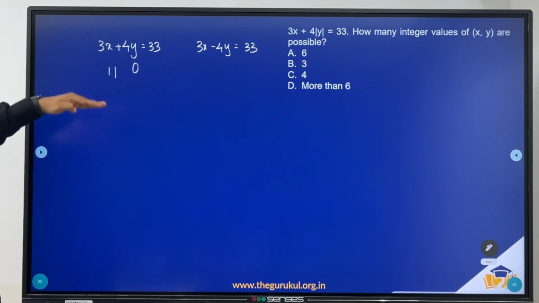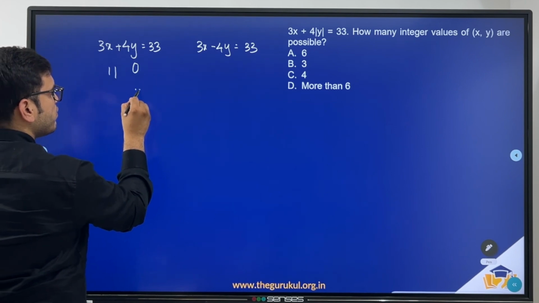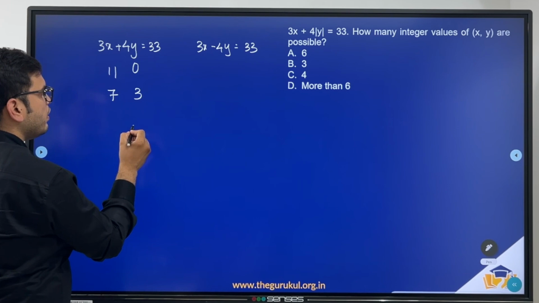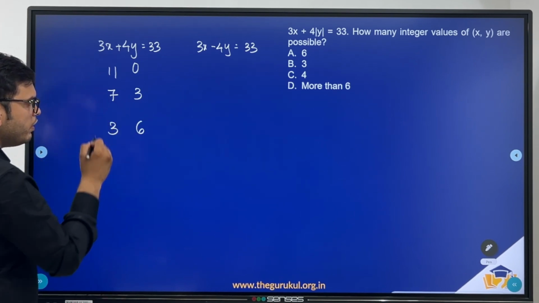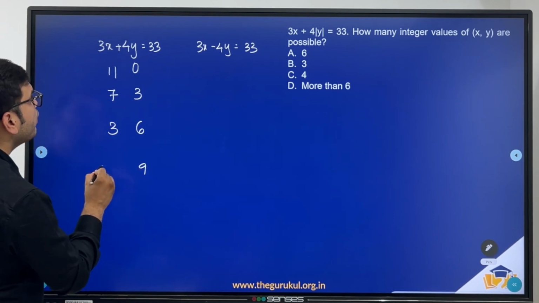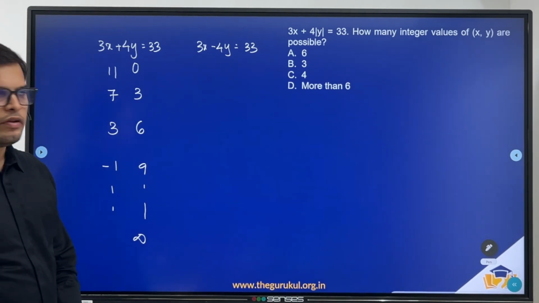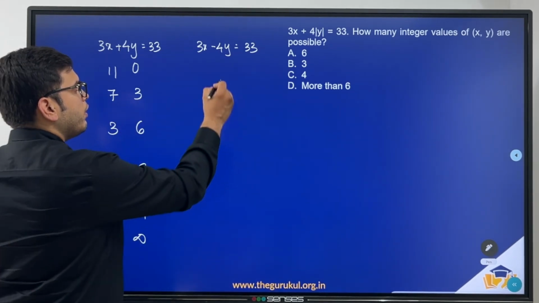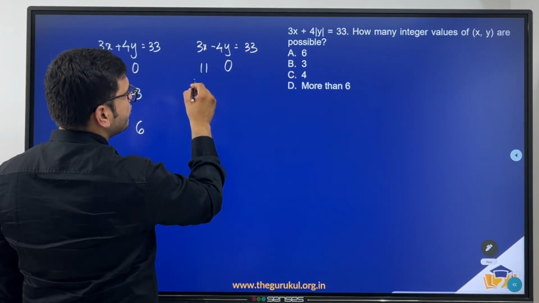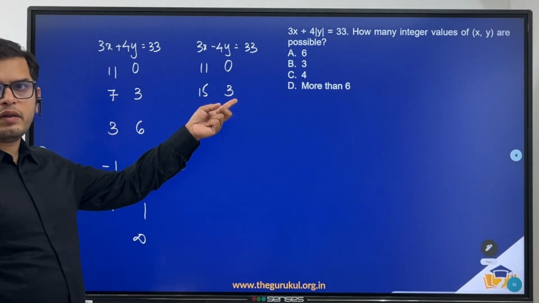Now let us reduce this by 4, right? And this will get increased by 3. So when this is 3, this would be 7. And let us increase this by 3, 6, 3. And then again increase this by 3, 9, then minus 1, and so on. So you will be having infinite values for x and y. And in this case also, if y is 0, this is 11. Now let me increase this by 4, 15, and let us increase this by 3, right?